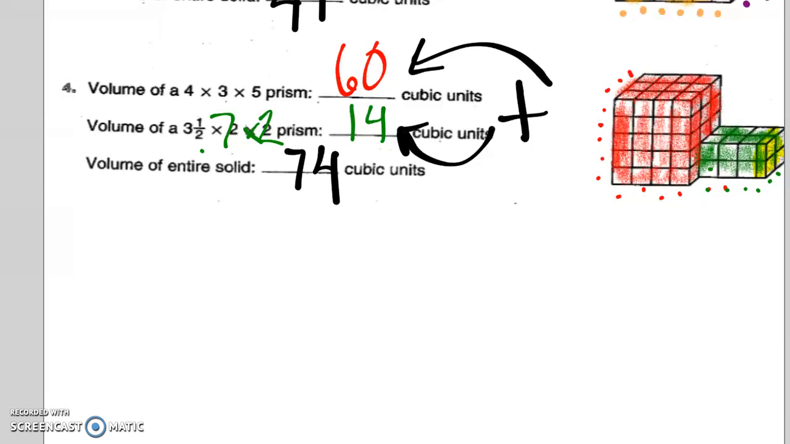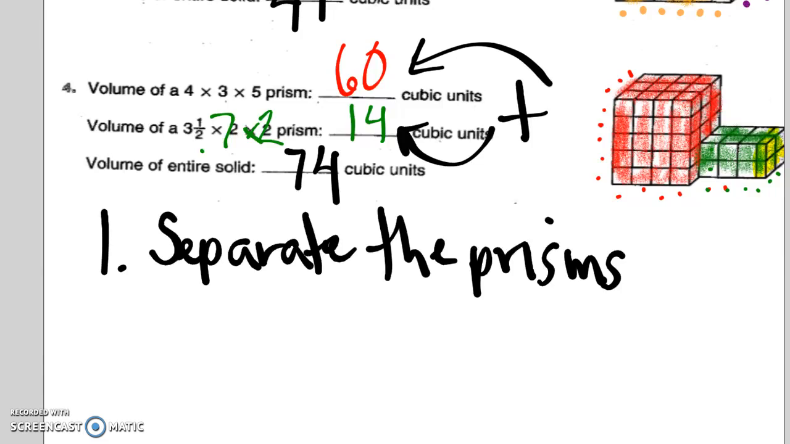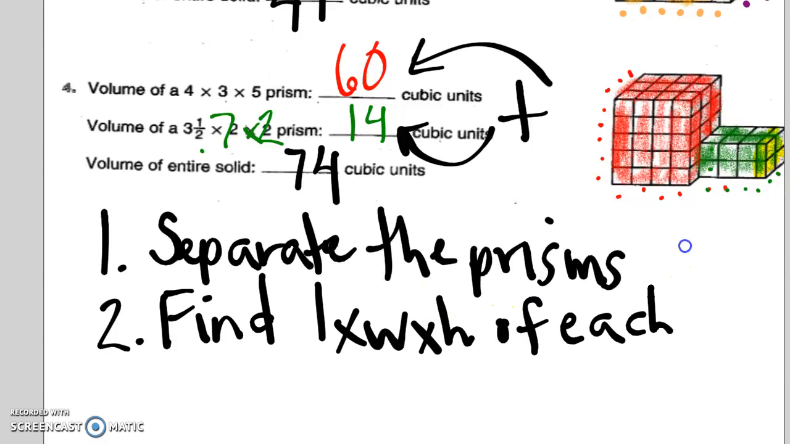Alrighty, so step 1 when we are working with additive volume would be to separate the prisms. You can write these steps at the bottom of page 11. You should have a little bit of space there. So step 1, separate the prisms. Step 2, find the 3 dimensions of each. Find length times width times height of each prism. Oh, it's hard to write on here.